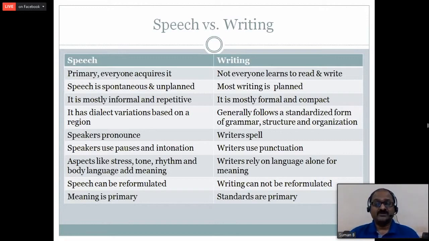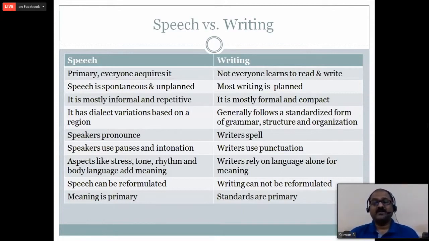But when it comes to writing, once you finish your writing and you post it, whether it is a letter or email or just a post, once you send it to your receiver, you cannot reformulate it. It is final. So speech has this flexibility. And in speech, meaning is primary.